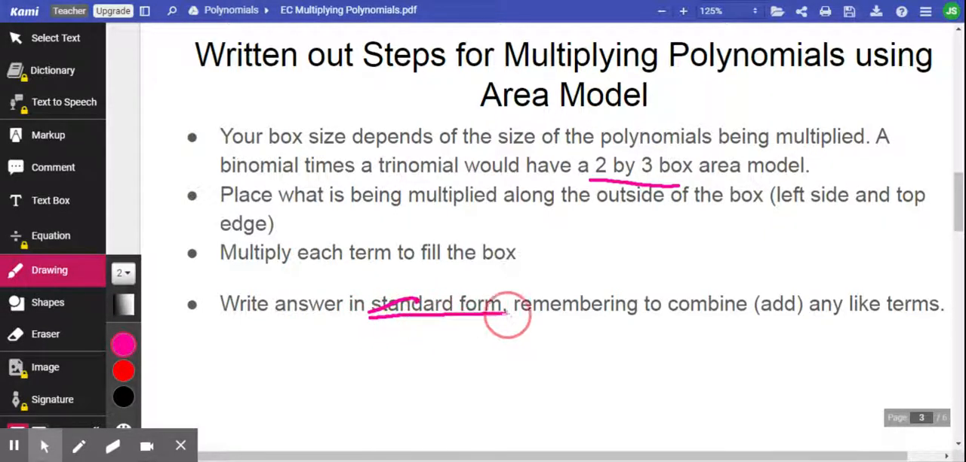Just a refresher, standard form means the highest exponent down to the lowest. So highest to lowest exponent.